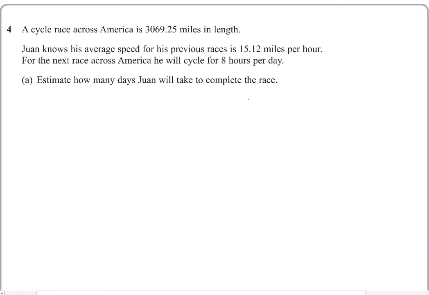Okay, question 4. A cycle across America is this number in length, 3069.25. His average speed for his previous races is 15.12 miles an hour. For the next race, he will cycle for 8 hours per day. So let's work out how much he does in one day.